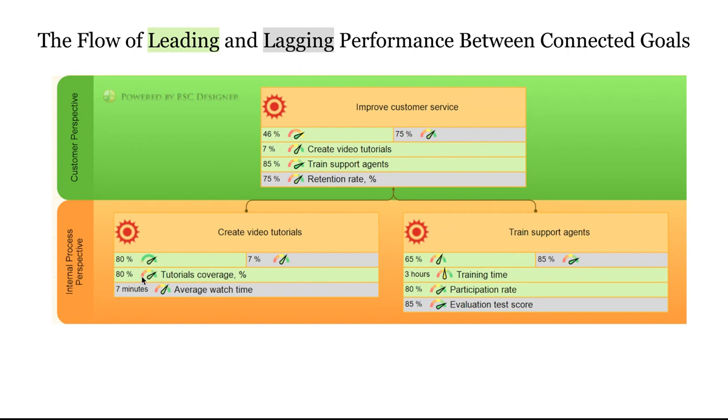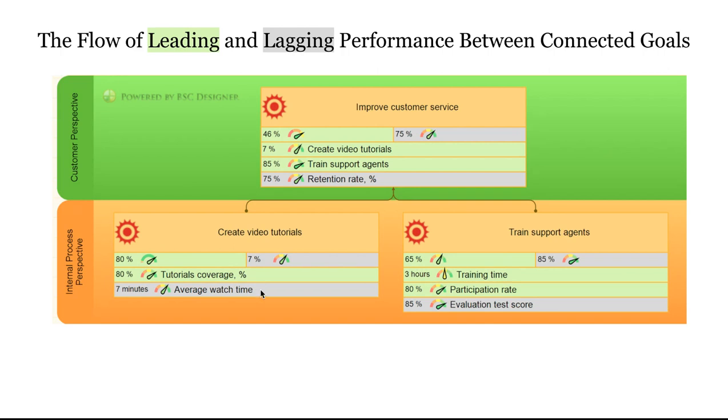We have here the green section and the gray section. The green line stands for the leading indicator, and the gray line stands for the lagging indicator. In the context of the goal of creating video tutorials, the leading indicator will be the percent of tutorials that we have created compared to the planned percent of the tutorials. So basically, it's tutorials coverage. If we plan to cover 80% of the functions of the tool with video tutorials, then that's our leading indicator. What about the lagging indicator in this case?